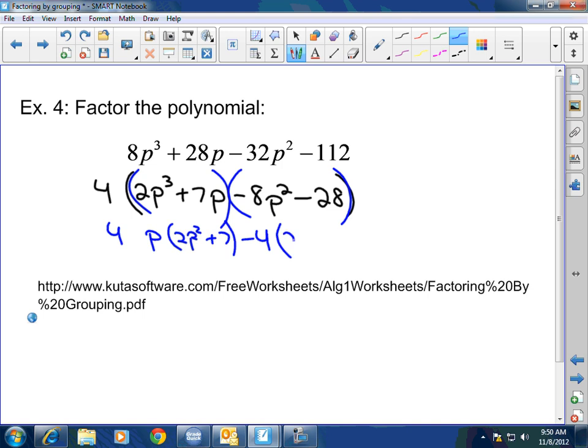This didn't work out the way I wanted it. So then this is going to be 2p squared plus 7. Okay, that's not what I wanted. I wanted this to come out messy. So then this is going to be 4 times 2p squared plus 7 times p minus 4. Darn it, I wanted to trick you, and it didn't work out.